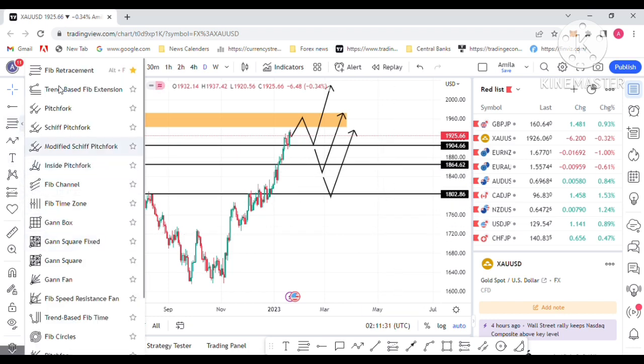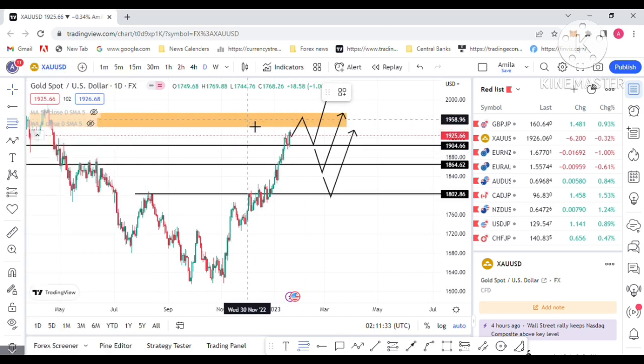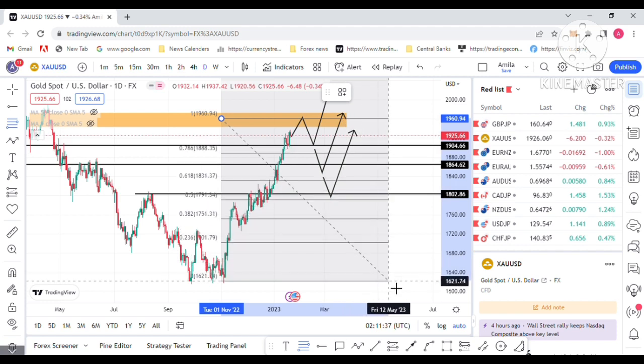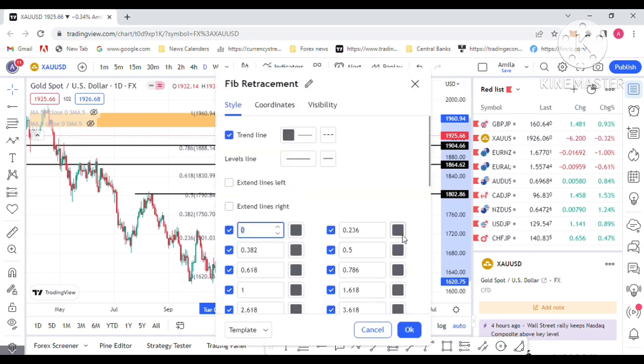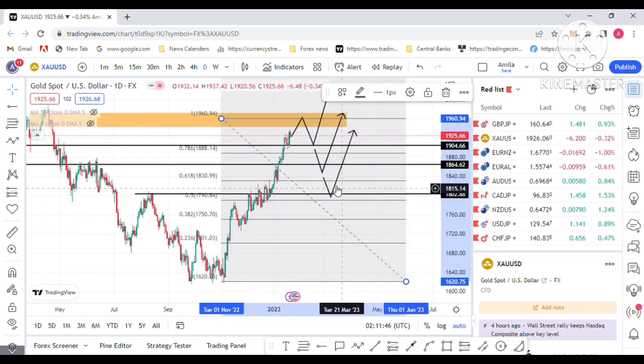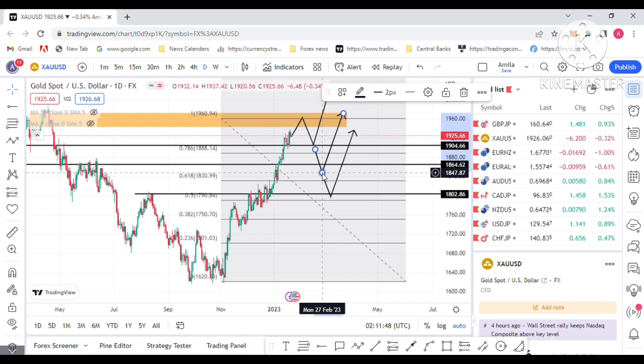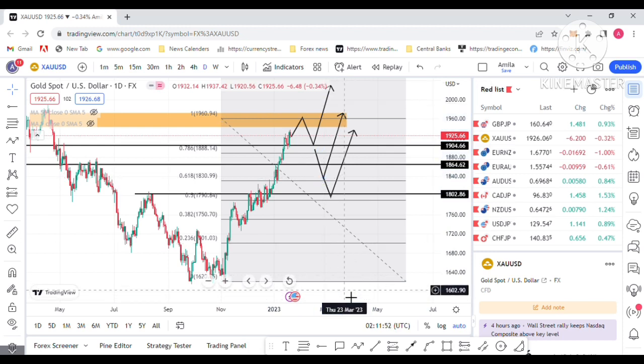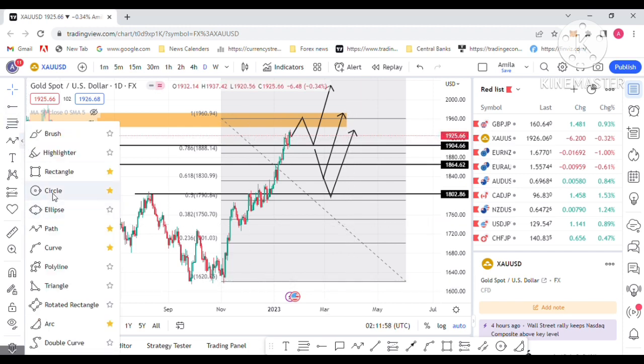I am using Fibonacci retracement to confirm strong buy areas. That's why I am using Fibonacci retracement. The Fibonacci retracement indicates that the first area is this area, the 0.686 area, which is the middle area. That's the strong area to buy gold.